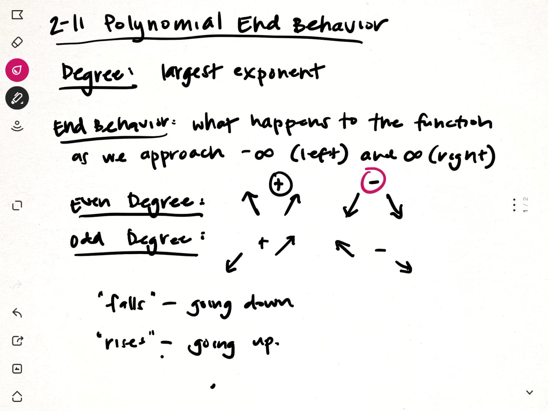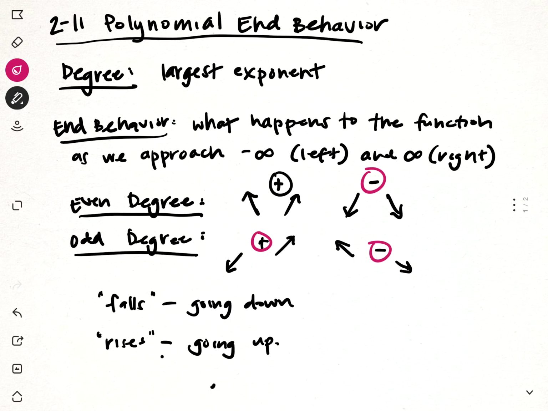Now, for odd degrees, these behave like cubic functions or even linear functions. If we have a linear function whose leading term is positive, then we have falling to the left, rising to the right. And if we have a negative one, then it does the opposite. It rises to the left, falls to the right. These are just terms that they're using to describe our end behavior.